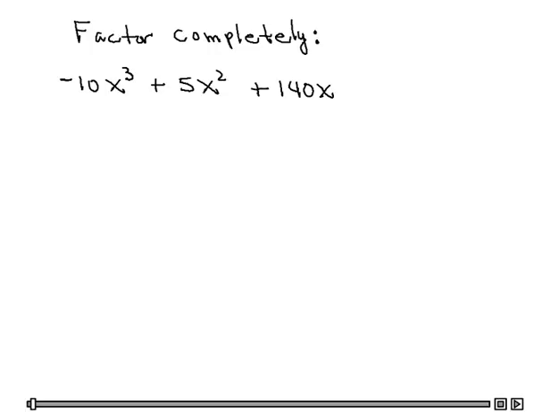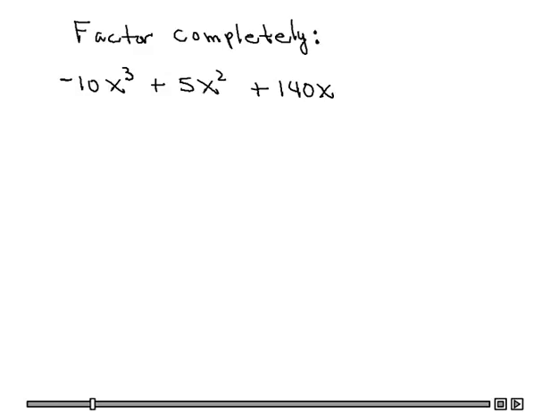Now let's next consider factoring the trinomial negative 10x to the third plus 5x squared plus 140x. Now you recall that the very first thing you always look for in any factoring problem is the greatest common factor of all the terms. And in this case, the greatest common factor could either be 5x or negative 5x. I'm going to choose to factor out a negative 5x.